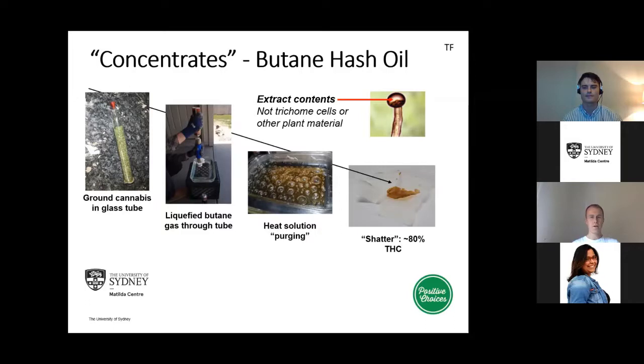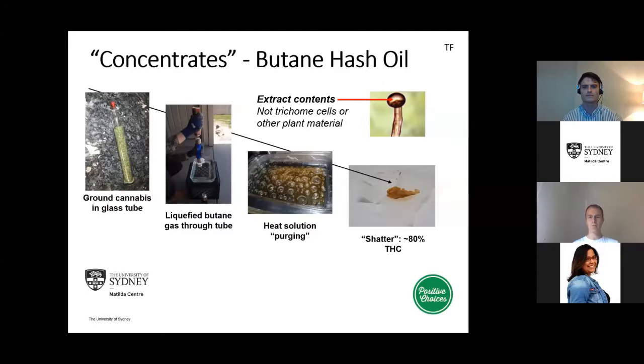Another concern is that when you purge the solution, you're actually left with residue solvents, and so the product that people inhale is not safe according to medicinal standards. So there is a risk with these products that you're inhaling dangerous levels of the butane solvent. And of course, there are other concerns about the potency of the product that we'll get into later.